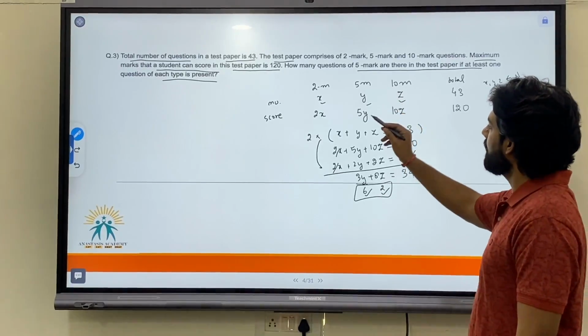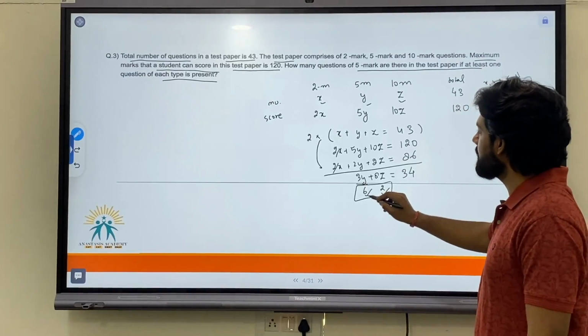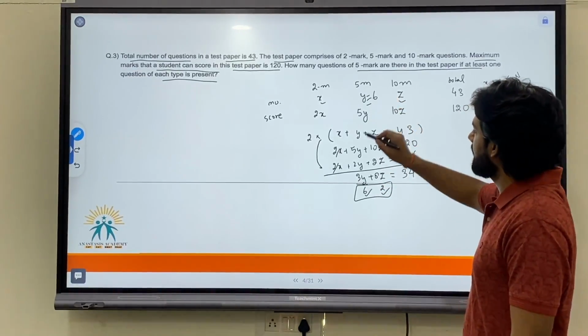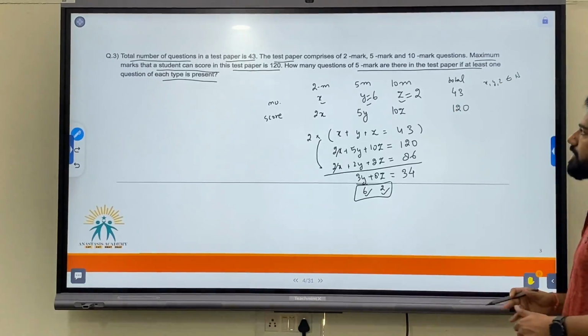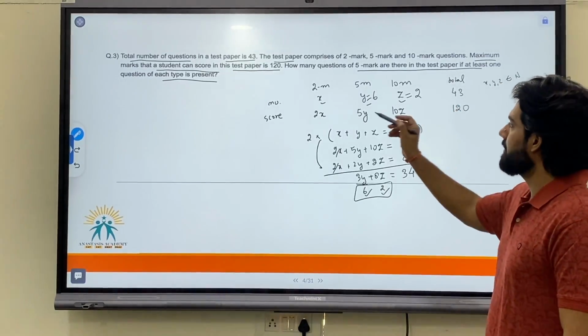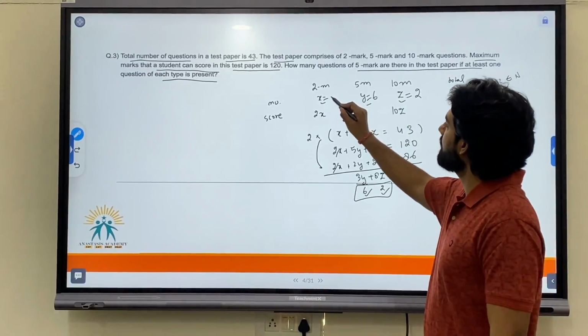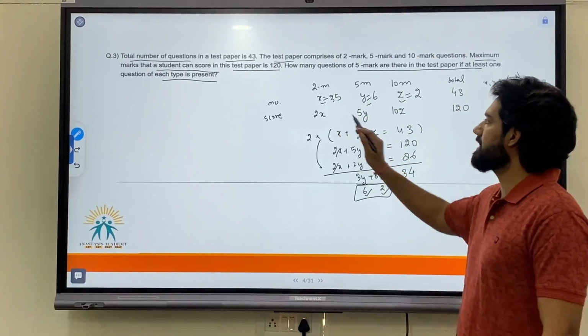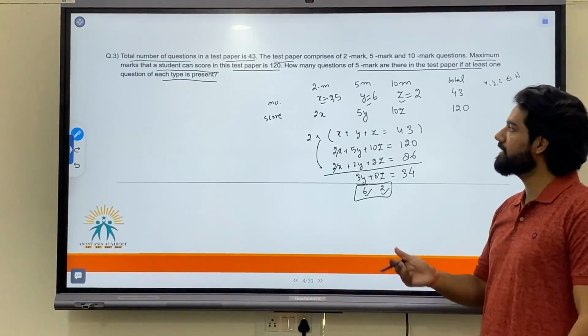So I know the number of 5 marks questions, which I have assumed is y, comes out to be 6, and z is 2 questions. I know there are 43 questions in total. So how many questions are left? 6 and 2 make 8, so 35 questions are there. And yes, it is satisfying all the relations because I have solved these two equations simultaneously.